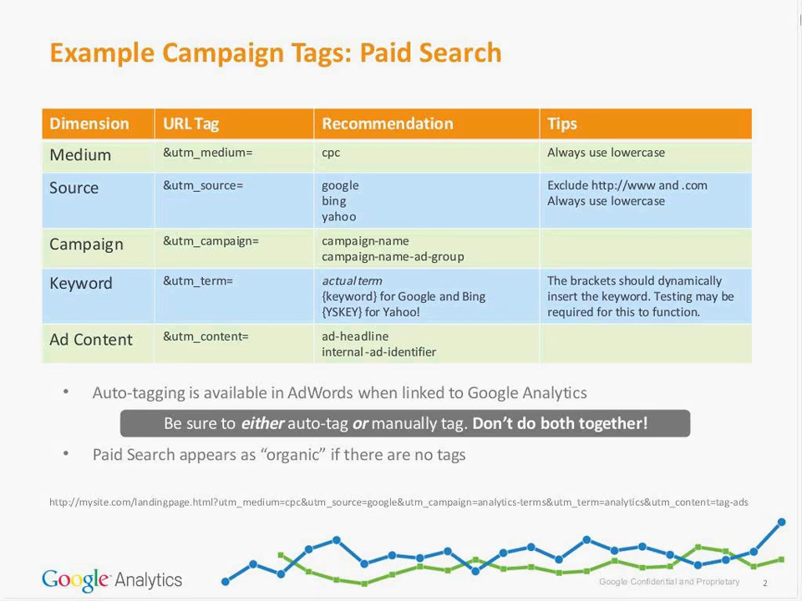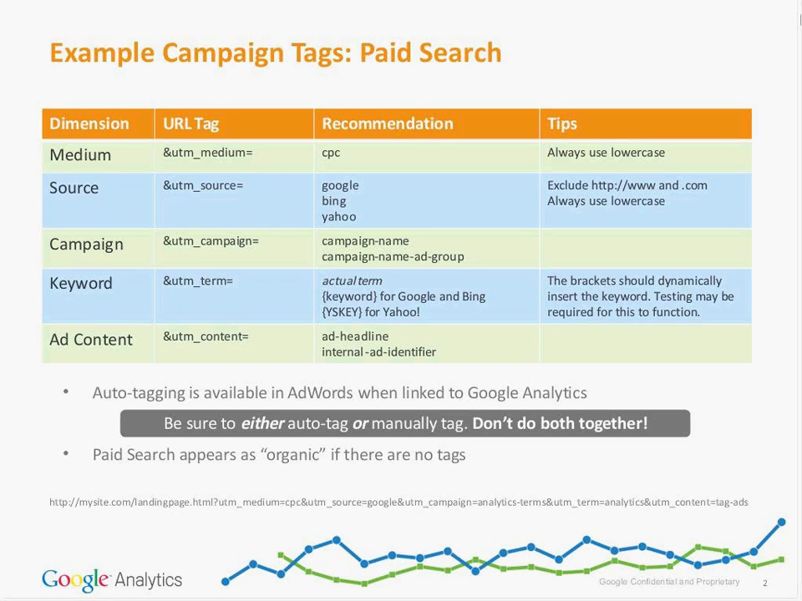I'll show a moment where, in your AdWords account, you can activate this. But it's important to note that specifically for AdWords, you can either auto tag or manually tag your URLs, but it's recommended not to do both together. So it's fine if you're auto tagging AdWords and manually tagging all of your other paid search sources. In fact, auto tagging doesn't work for other sources such as Bing or Yahoo.